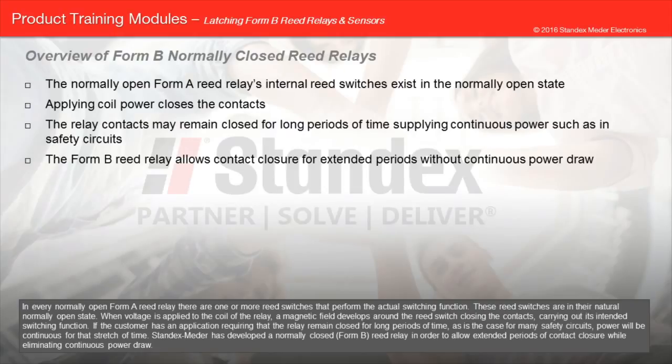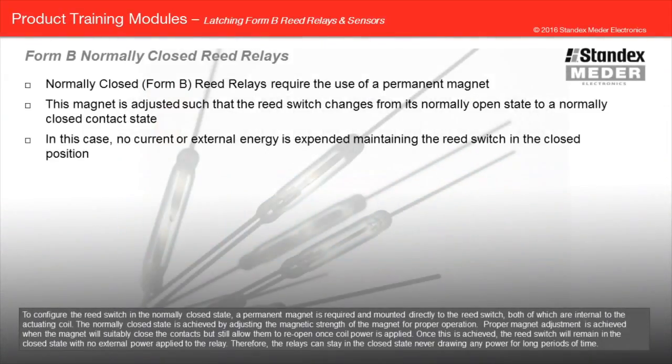Standex Mentor has developed a normally closed Form B reed relay in order to allow extended periods of contact closure while eliminating continuous power draw. To configure the reed switch in the normally closed state, a permanent magnet is required and mounted directly to the reed switch, both of which are internal to the actuating coil. The normally closed state is achieved by adjusting the magnetic strength of the magnet for proper operation. Proper magnet adjustment is achieved when the magnet will suitably close the contacts but still allow them to reopen once the coil power is applied.